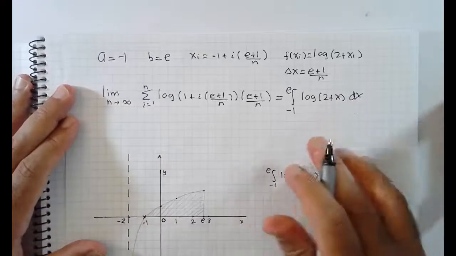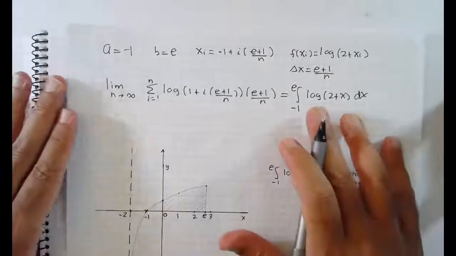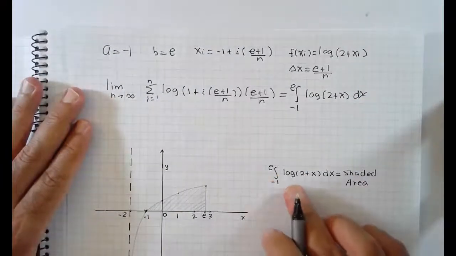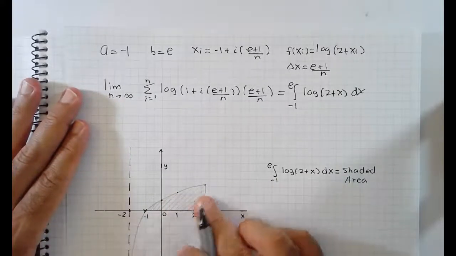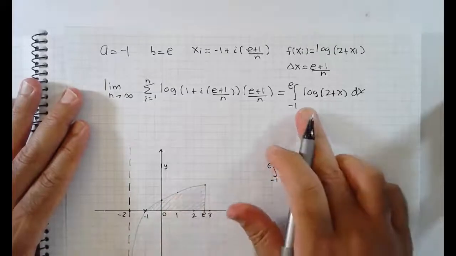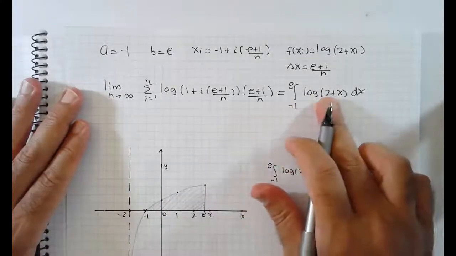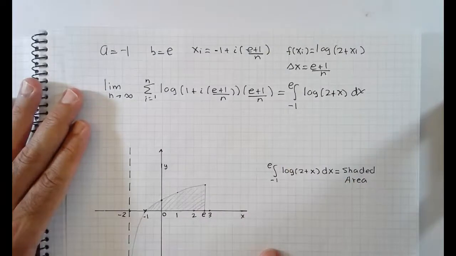Now we can sketch this function. So the integral from -1 to e of log of 2 plus x dx is basically the area under the curve. The shaded area represents this definite integral. The value of this definite integral is given by the shaded area. All right, thank you.